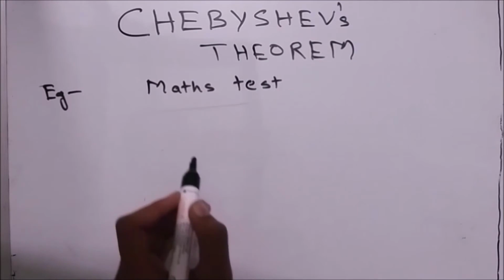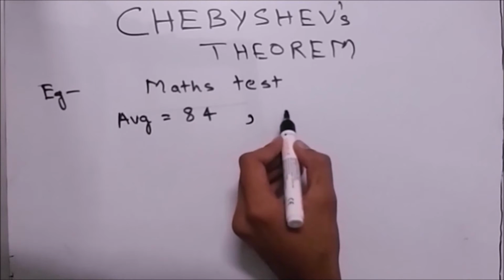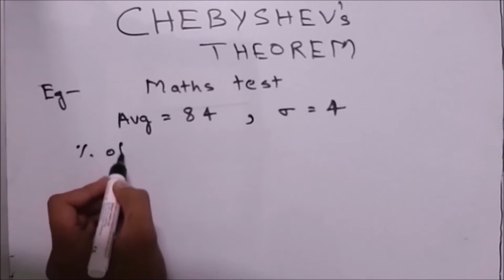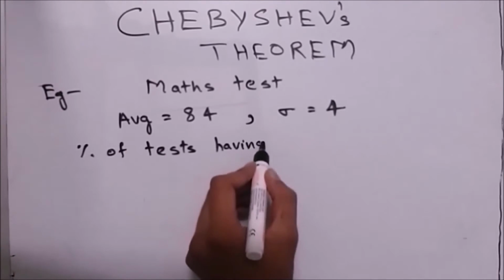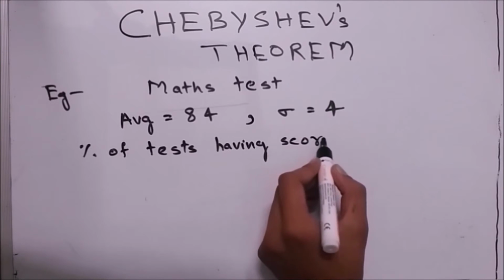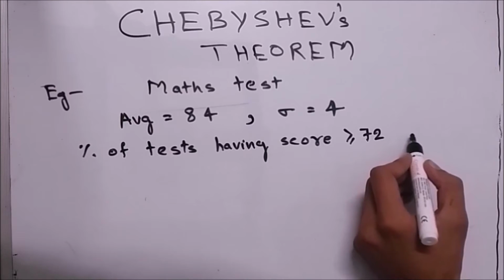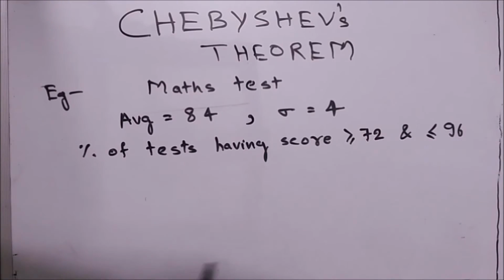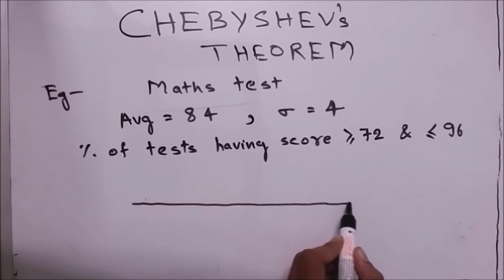Let's say there's a maths test with the average being 84 and the standard deviation being 4. And let's say our aim is to find the percentage of tests which have a score more than or equal to 72, and less than or equal to 96.